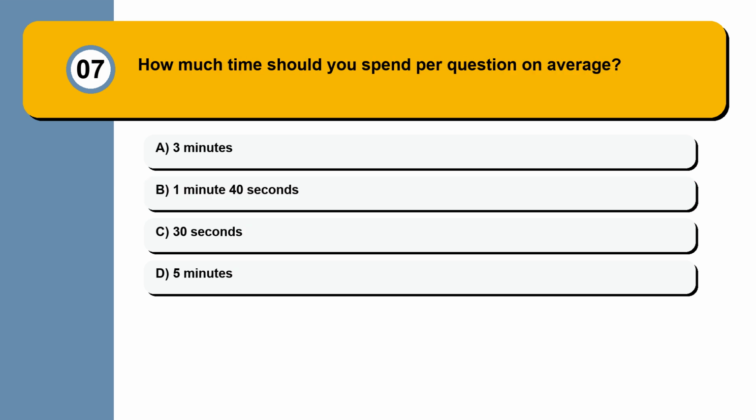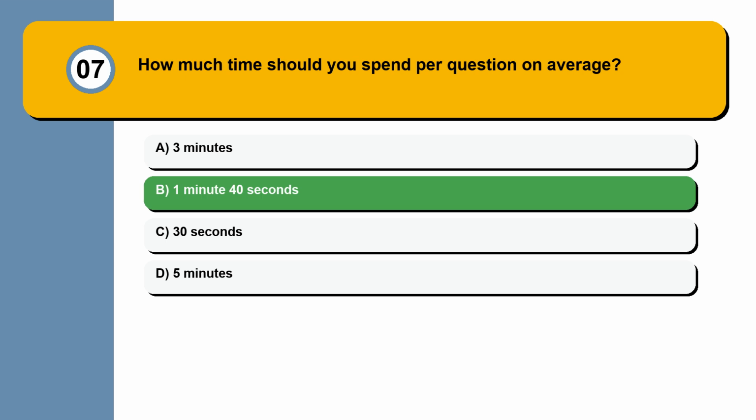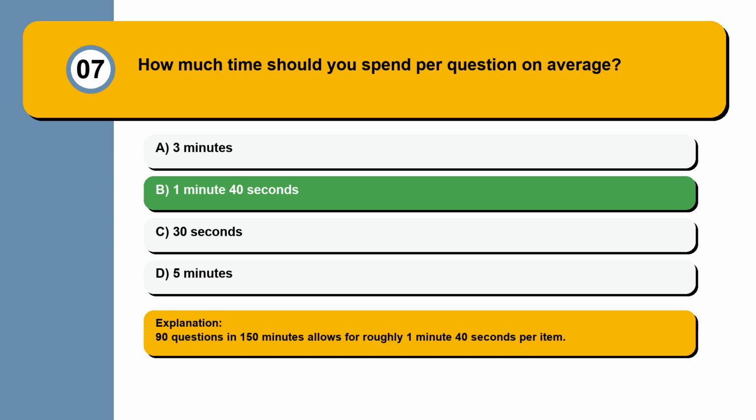Question 7. How much time should you spend per question on average? 3 minutes, 1 minute 40 seconds, 30 seconds, 5 minutes. 90 questions in 150 minutes allows for roughly 1 minute 40 seconds per item.